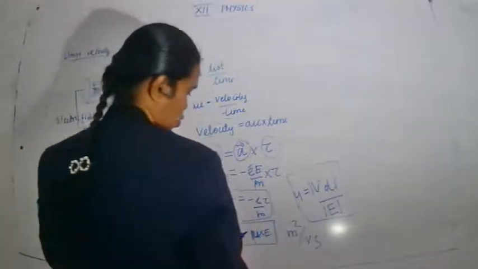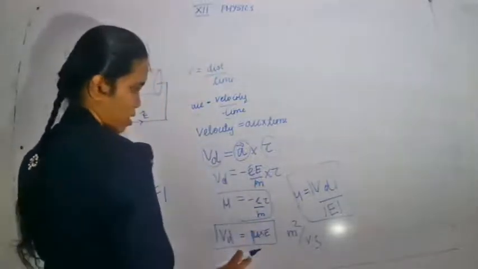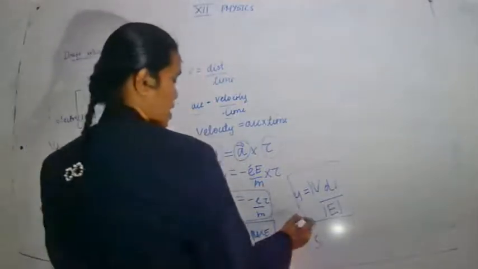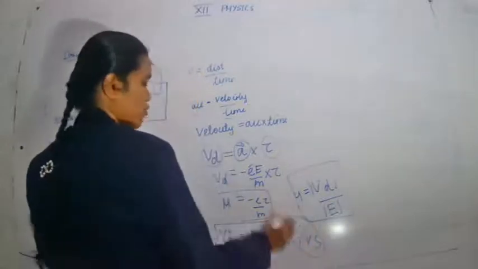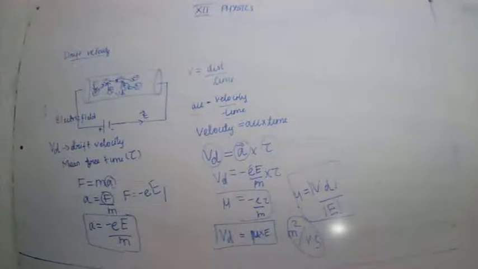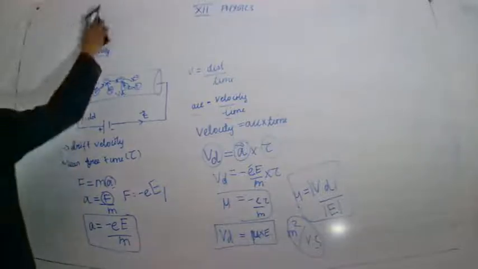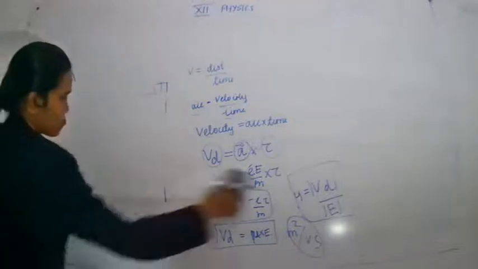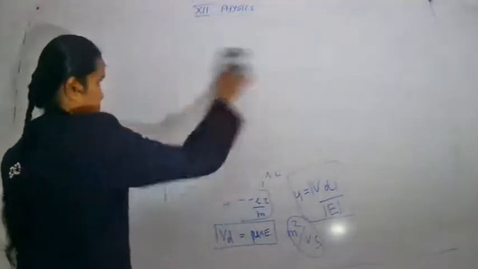Okay, so Vd equal to mu into E. So mu equal to Vd by E vector. The SI unit of this is meter square per volt second. Okay, right. This is the drift velocity. Now we are going to see about Ohm's law, and next we will see about the microscopic model of current.